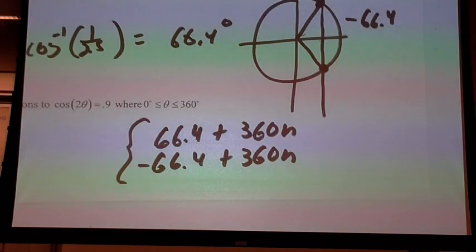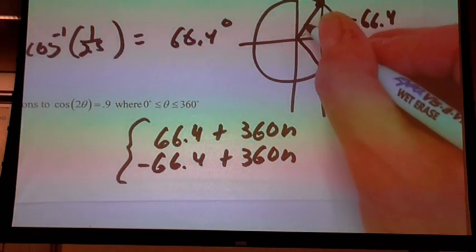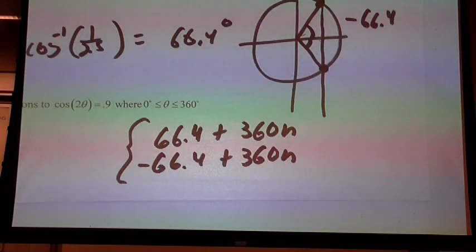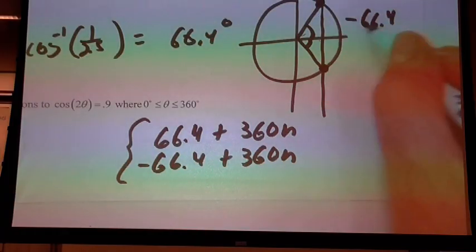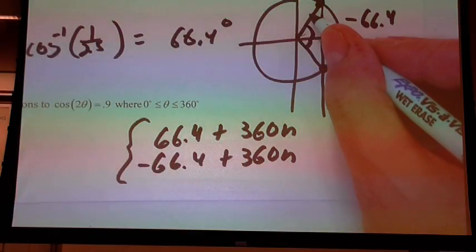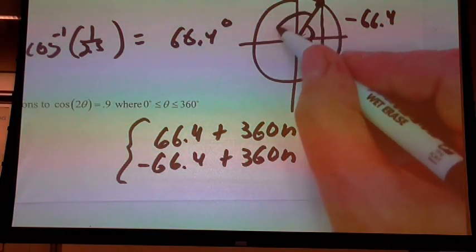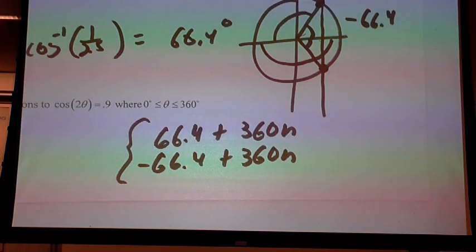How did you get to the negative 66? This angle here and this angle here are the same, except the negative of them. I mean, you could take the supplement plus 180, and then you get negative 66.4 plus 360. That's the other way to do it. Okay, are we good? All right.